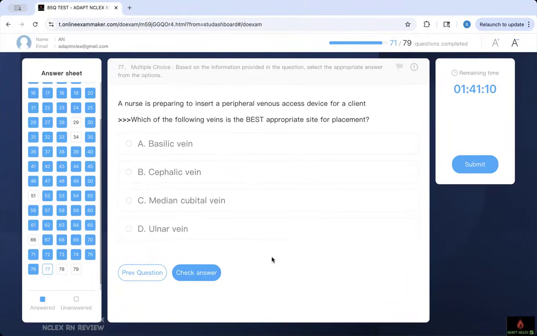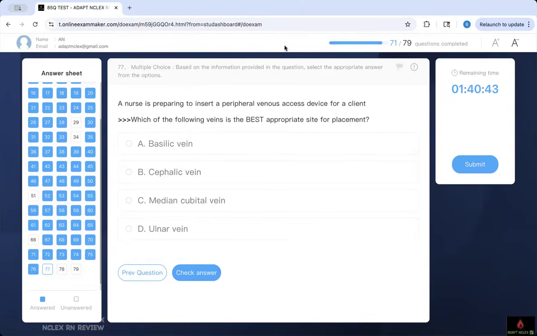If you're in nursing school, doing your clinical, or taking the NCLEX, I want you to put your answer down here. Let me know, what do you think? Which answer choice is best to place a peripheral IV? Basilic, cephalic, medial cubital, and ulnar vein. Which one do you think is the best to use to insert peripheral venous access?